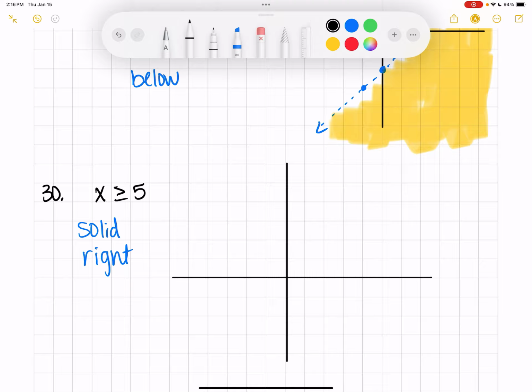So you put it right there. Yeah, right there. No, on the 5. And then you put it across. Yeah. Put it up. Put it up. Yeah. And then you shade the right.